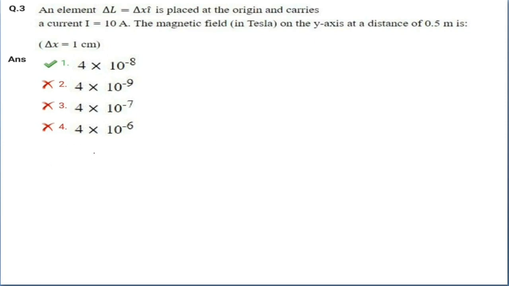Okay. Next, question number 3. In question number 3, what is given? An element delta L is equal to delta X i cap is placed at the origin and carries a current I is equal to 10 ampere. The magnetic field on the y-axis at a distance of 0.5 meter is, and delta X is given as 1 centimeter. We have to calculate magnetic field.